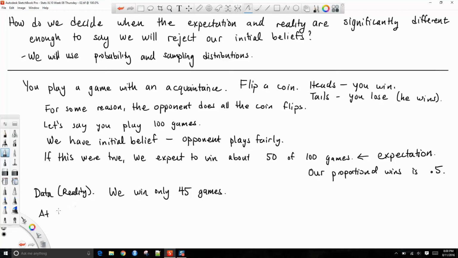So at this point, we would not accuse the opponent of cheating. You wrote we would accuse. Oh, we would not accuse, I'm sorry. That's a big difference. That's a key adverb to leave out. We would not accuse the opponent of cheating. We might say, we just got unlucky.